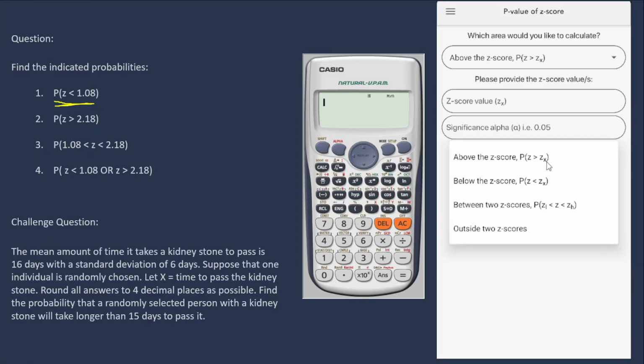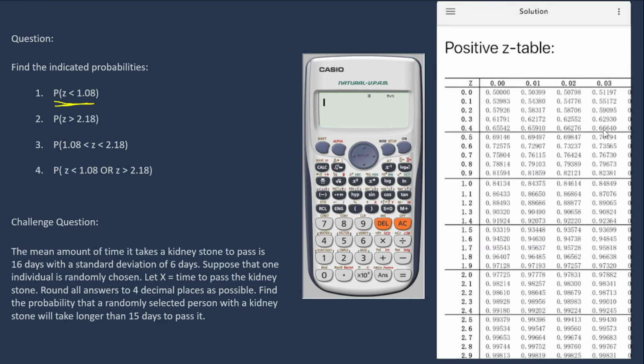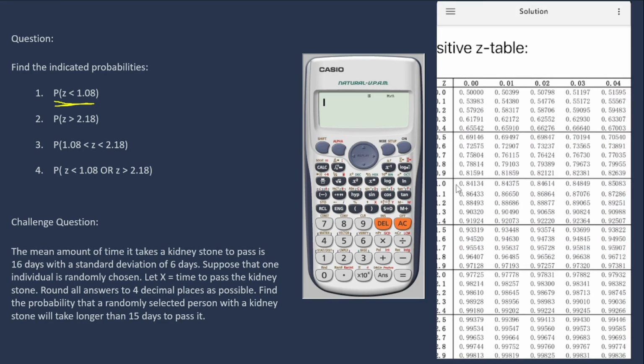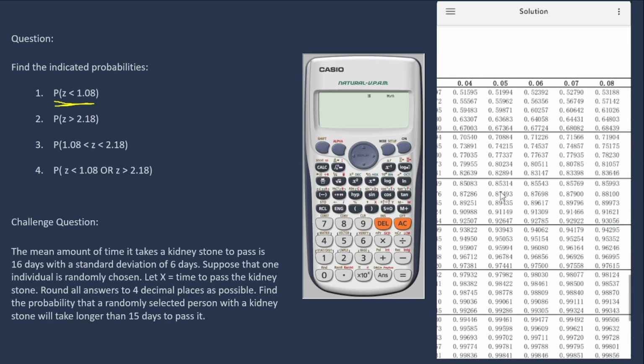And then since we are tasked to provide the probability of z less than, so we will select below the z-score. So the mean of a standard normal curve is equal to 0, and it is located along the middle of the curve. Okay, so since our z value is 1.08, it is expected that it is to the right of this mean. Okay, so we move here, so 1.0, okay, this one, and then we have this particular value.